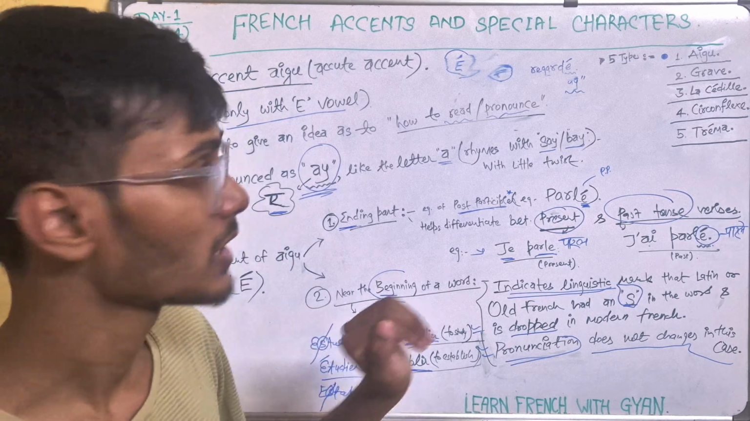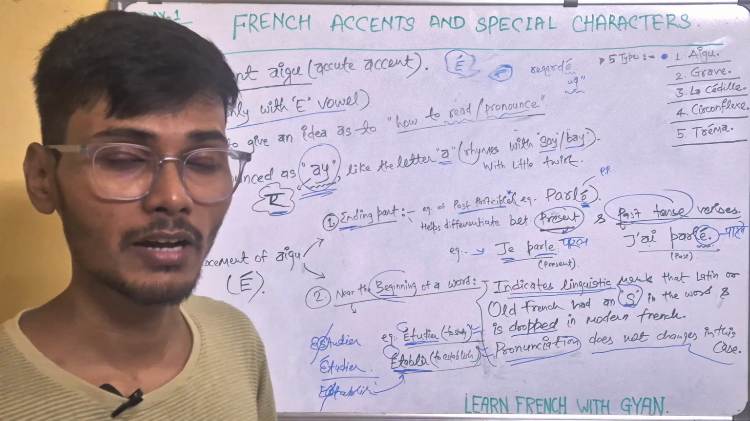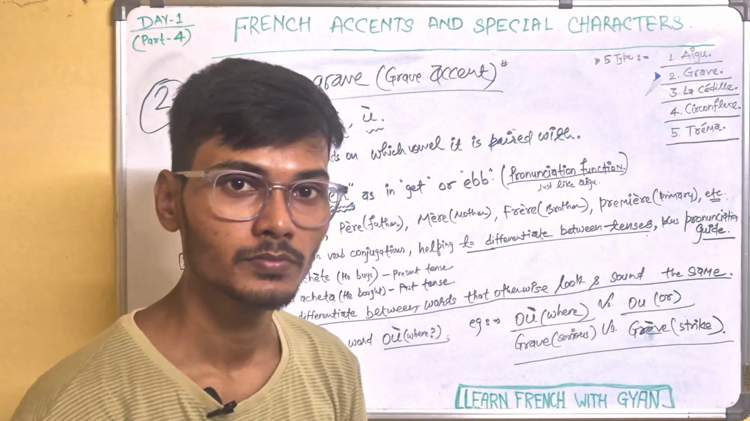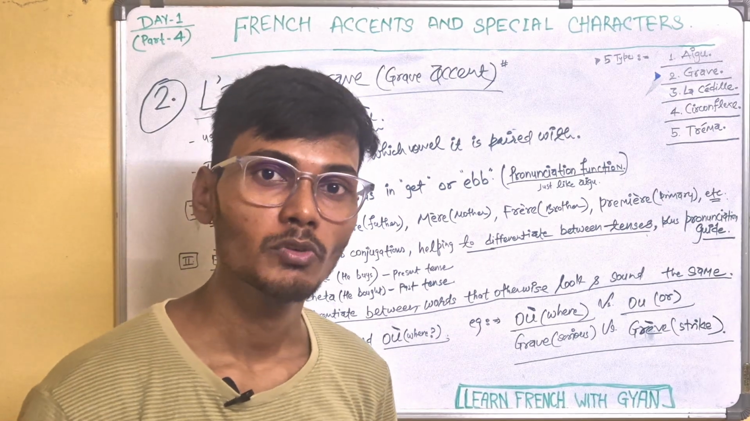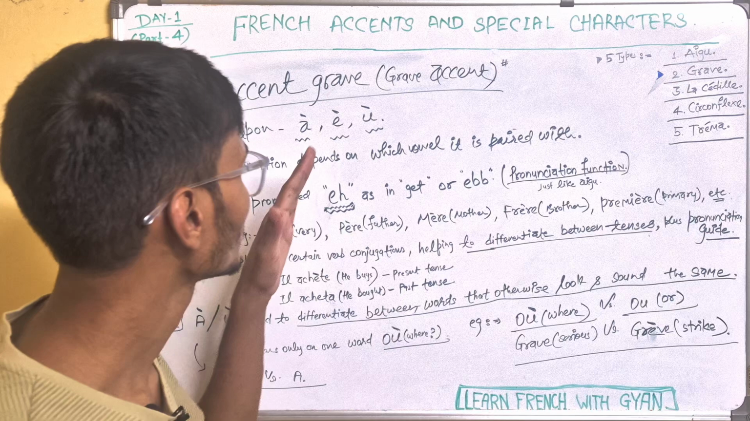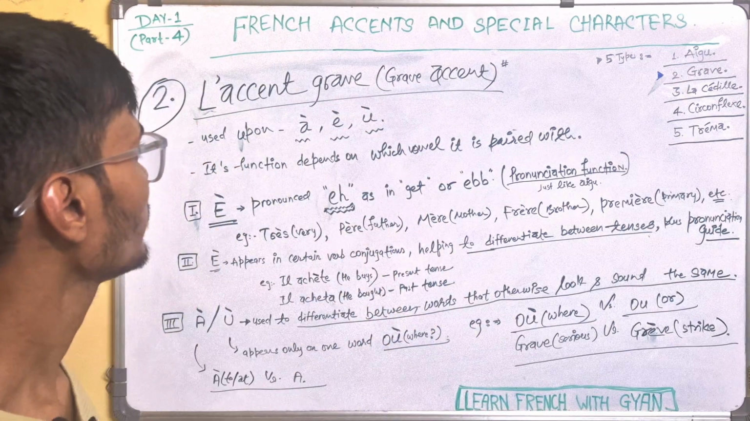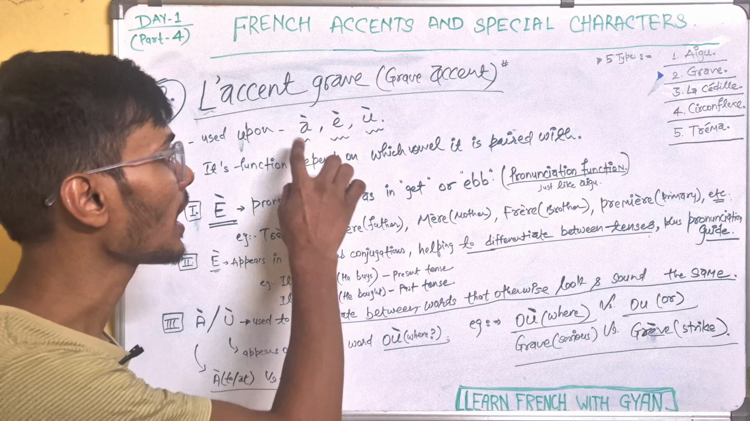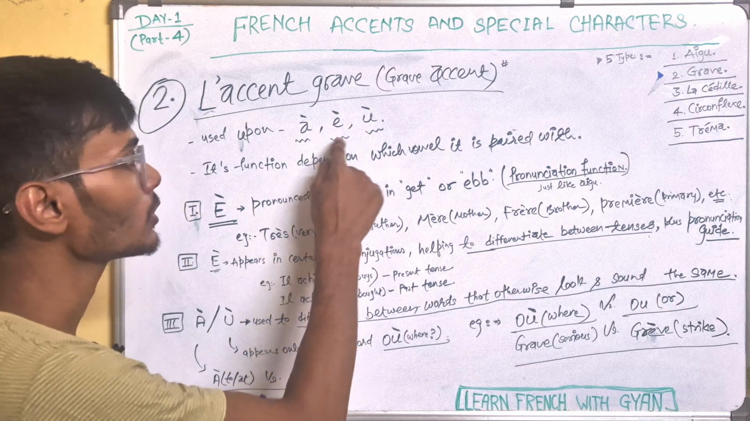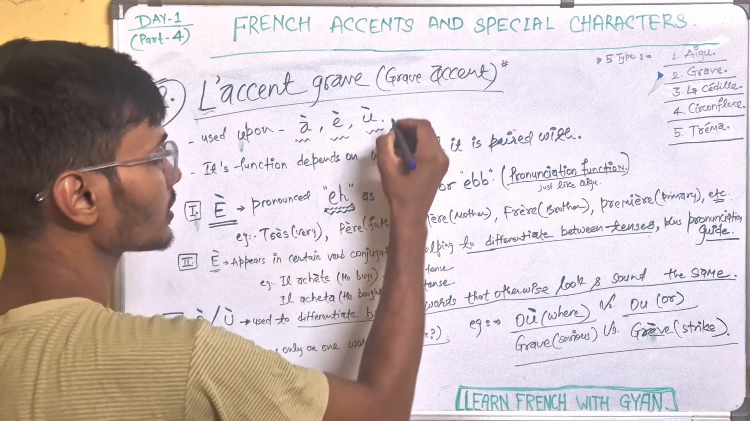Now let's get to grave. I'm going to discuss grave in the second part of the video. So now we are going to talk about l'accent grave. This is the grave accent, l'accent grave. It is used upon a, e and u. These are all three vowels.